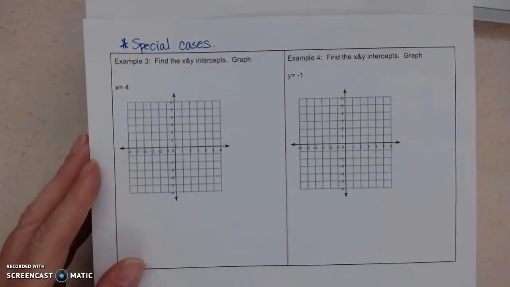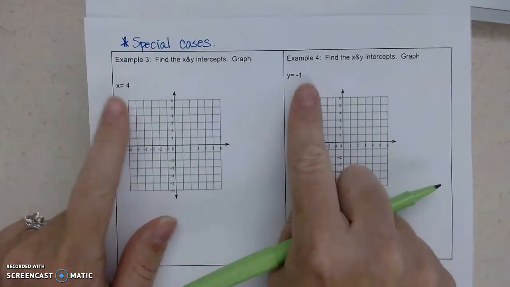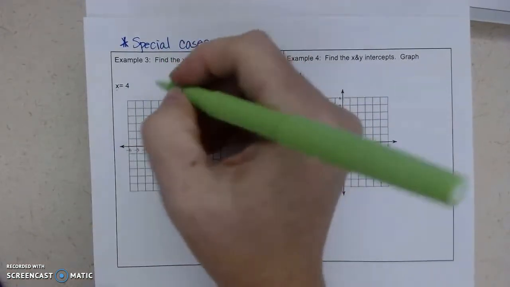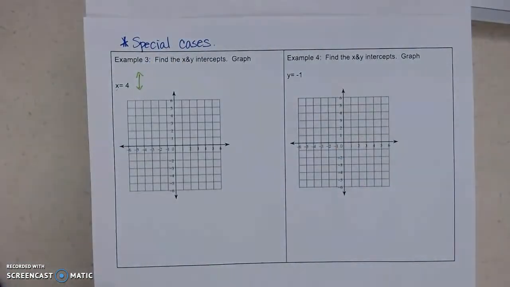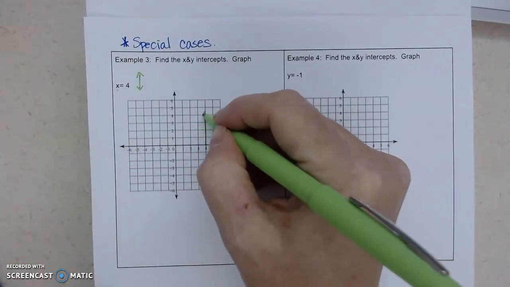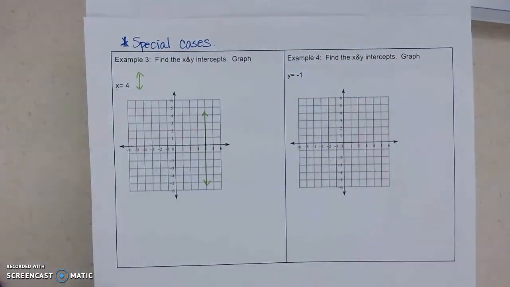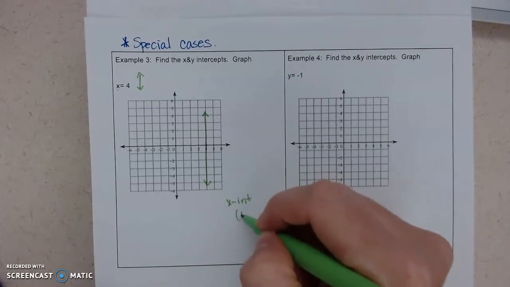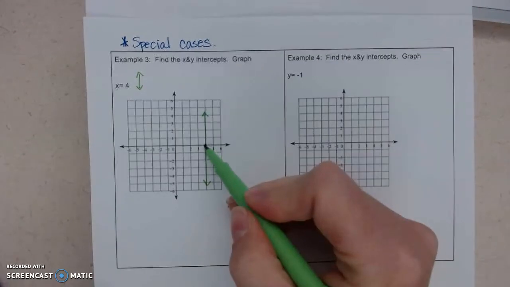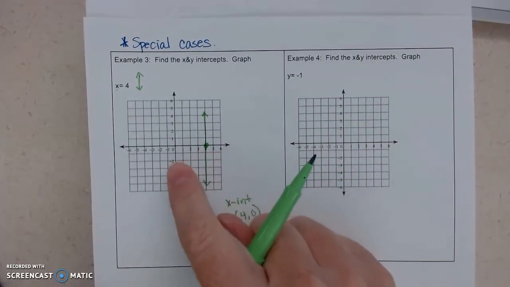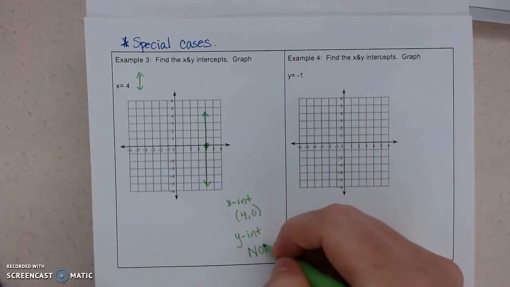Now, there are 2 special cases, so let's talk about those. So the special case is when there's only one of the letters. So we want to remember from the last section. So when I have x equals a number, we want to remember that that is a vertical line. So if I go over to x equals 4, okay, so what I notice is that for my x-intercept, we've got 4, 0. Because it crosses right here. For my y-intercept, a vertical line never crosses the y-axis, so you want to write none.